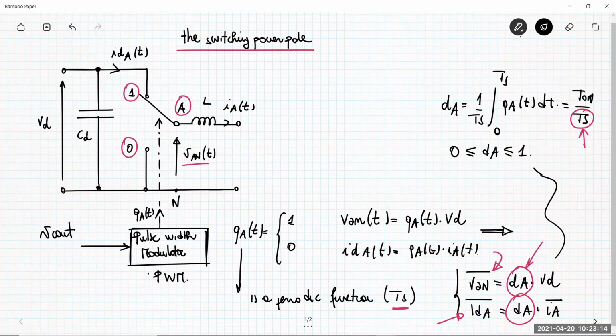Let me call this V control for the switch that I called A. I will stress the fact that the name of this specific switching power pole is A, because later on during this course we can find a combination of these switching power poles which can be called A, B, C, etc. So there is a little bit of confusion, but this is the V control that we can have at the input of this pulse width modulator.